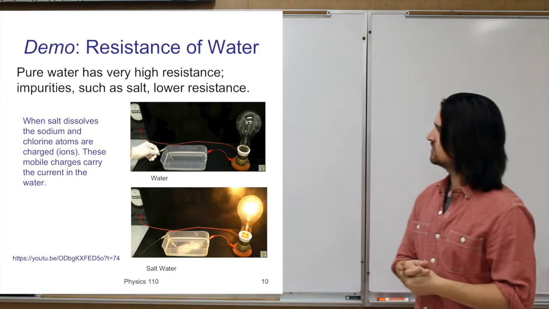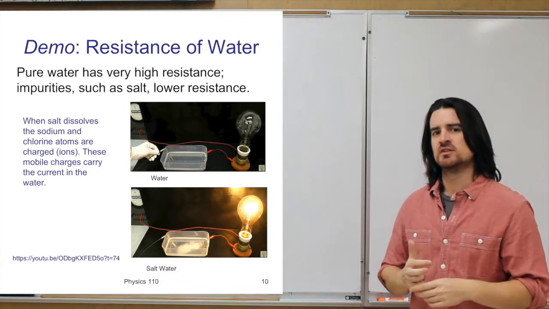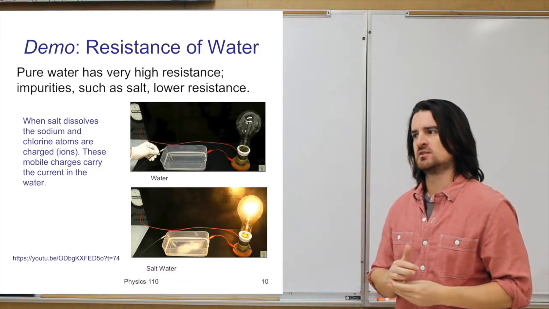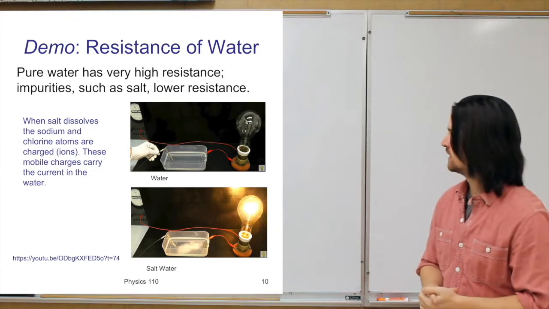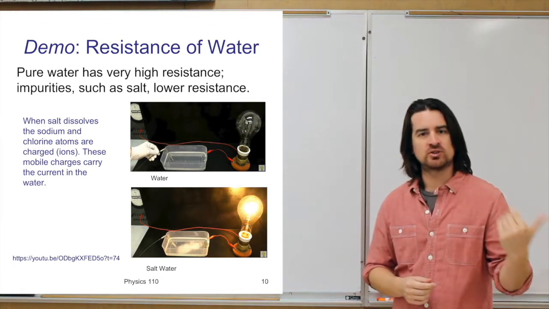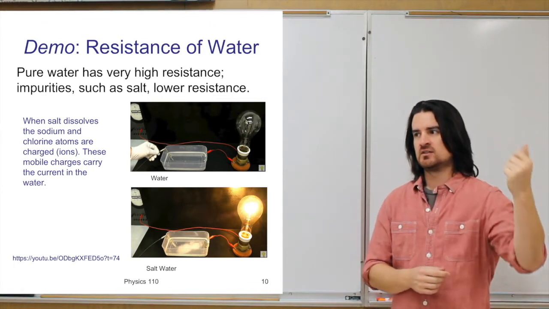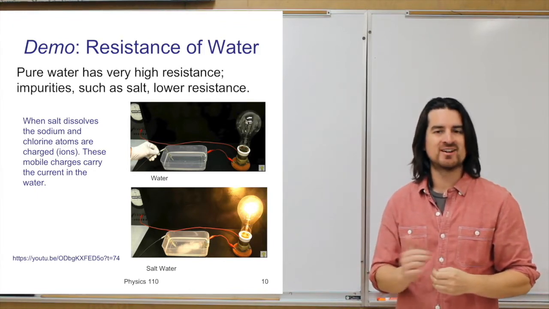All right, so let's see maybe an example of resistance in a circuit, and also how that resistance can be changed a bit. As I mentioned before, salt water or seawater is actually a pretty good conductor, whereas pure water is not a good conductor.